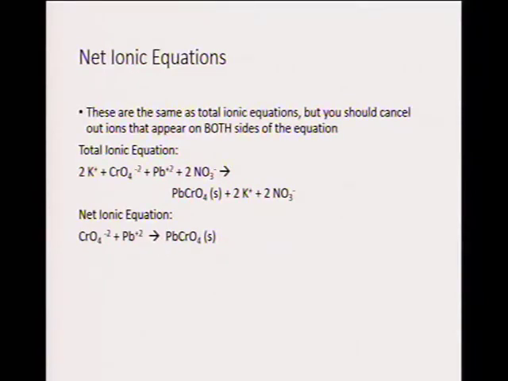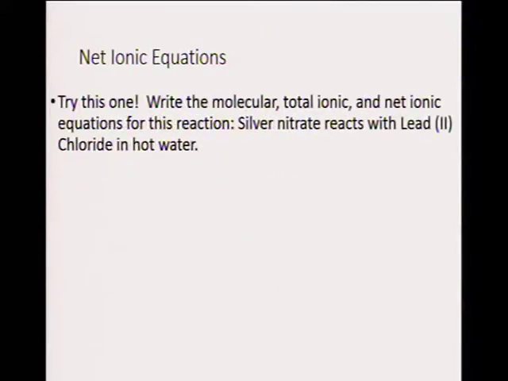For ionic equations, the product at the end must not have any charge, because the charges should balance. And then we have an example there. The answer is in the previous one, silver nitrate with lead chloride in hot water. You can use the same example that was given previously to write the molecular, the ionic, and the net ionic equations.